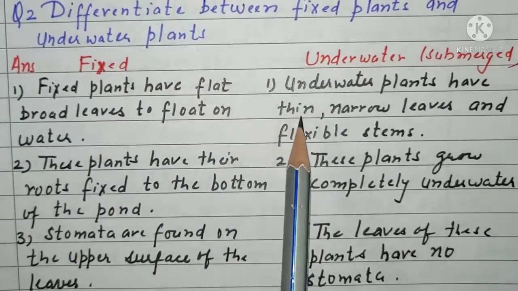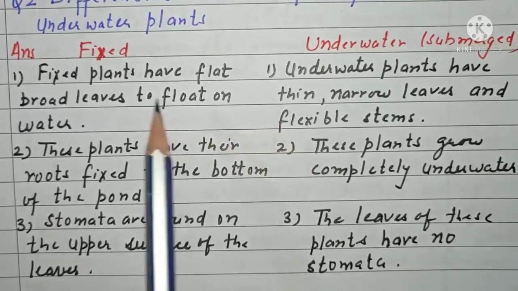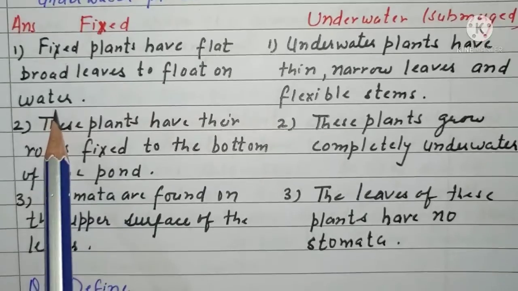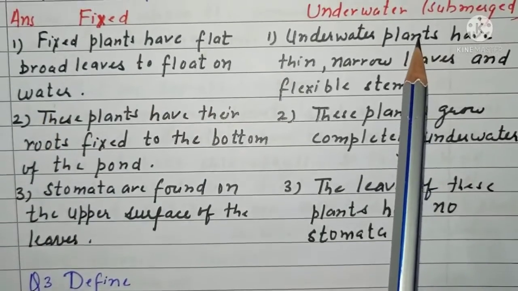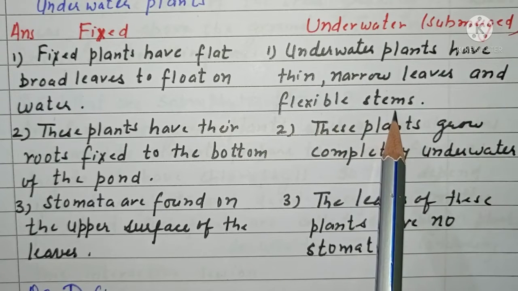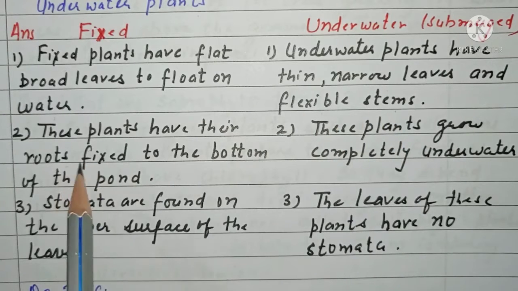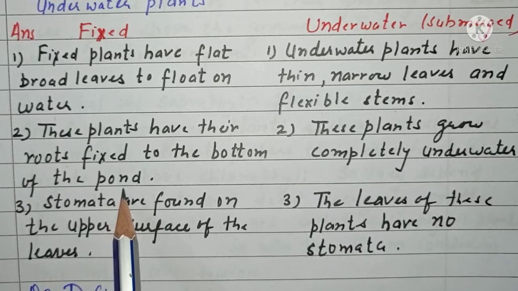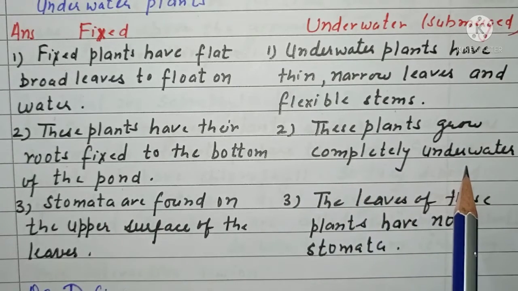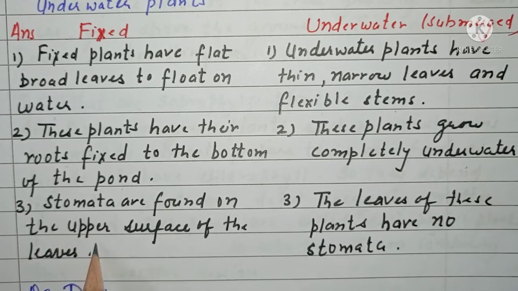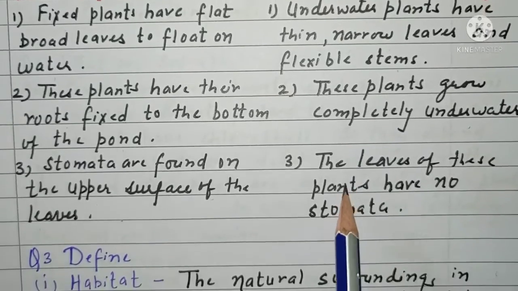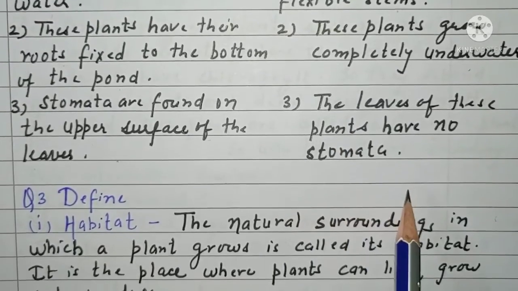Now as we have already done these 2 categories, the fixed plants have flat and broad leaves to float on water. But the underwater plants have thin, narrow leaves and flexible stems. Fixed plants have their roots fixed to the bottom of the pond. But underwater or submerged plants grow completely underwater. Stomata are found on the upper surface of the leaves in fixed plants. But the leaves of underwater plants have no stomata.